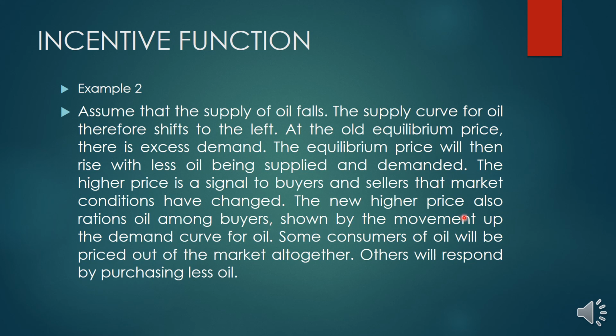This is shown by the movement up the demand curve, so demand is contracted. Some consumers of oil will be priced out of the market altogether. Someone cannot buy it. Others will respond by purchasing less oil. Some will not buy oil and others will buy less oil. So this is the incentive function for the consumers that they are explaining in this example.